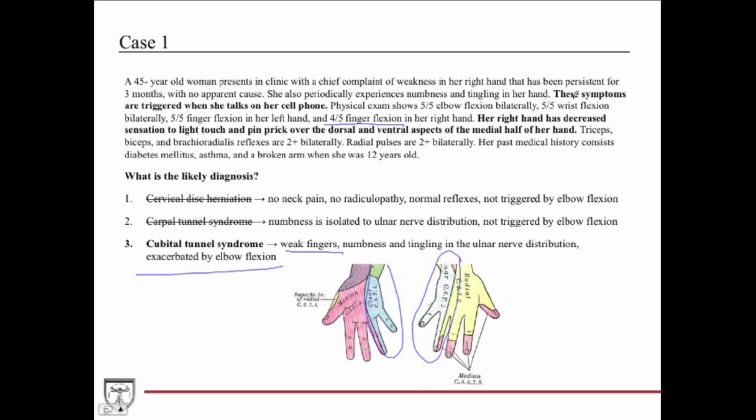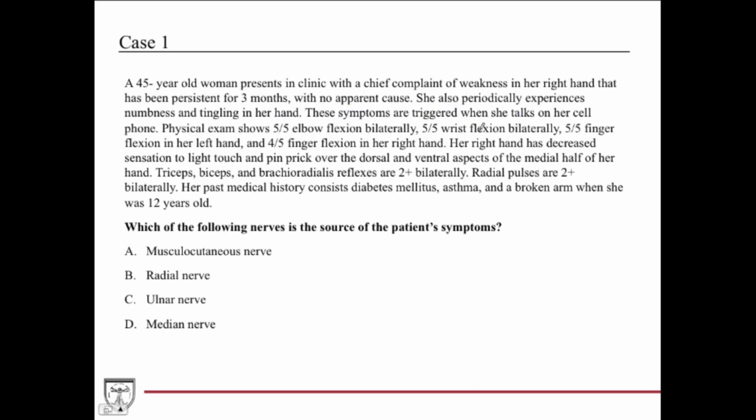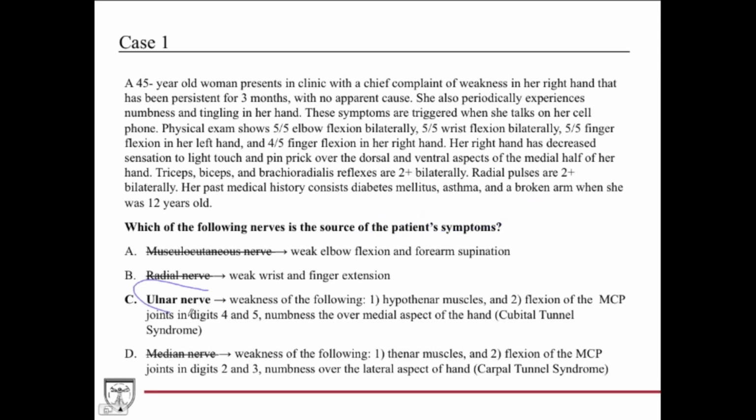And so whenever you see this in a stem, when it says these symptoms are triggered when someone talks on their cell phone or some other kind of motion that involves elbow flexion, that should really be triggering you to cubital tunnel syndrome, especially if they're presenting with a chief complaint of hand weakness and numbness and tingling in their hand. So now that we go back to this, which of the following nerves is the source of the patient's symptoms? The diagnosis is cubital tunnel syndrome. So really what this question is asking is what nerve is the source of cubital tunnel syndrome, or what nerve is affected in cubital tunnel syndrome? And the answer there would be ulnar nerve.